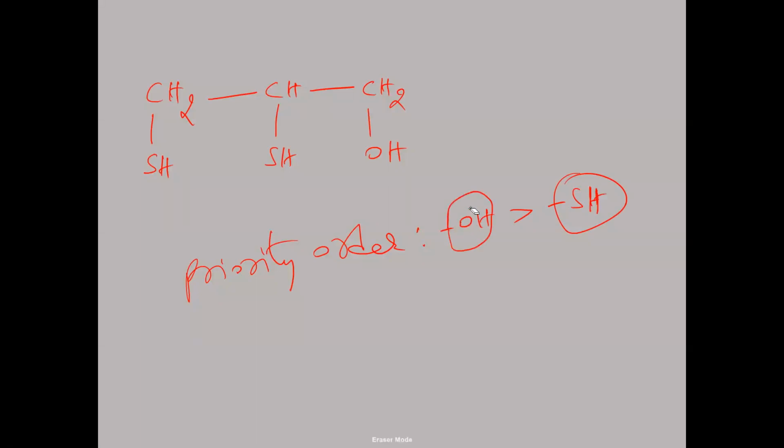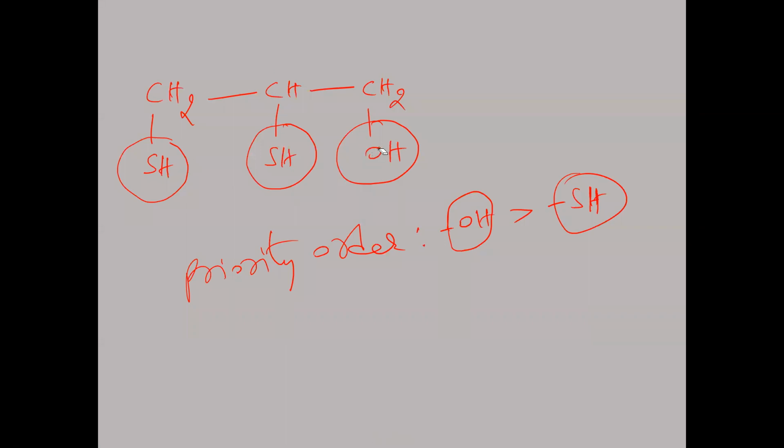As it is the more senior group, we take this one as the principal functional group. And this SH will act as a substituent. Substituent means what? A second-grade functional group, or simply we say substituent. So in this case, where are the thioalcohol groups located now? On the second carbon and the third carbon.